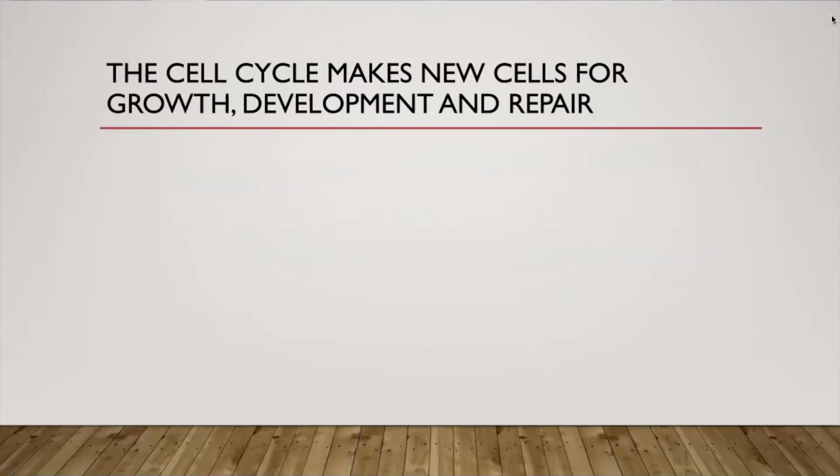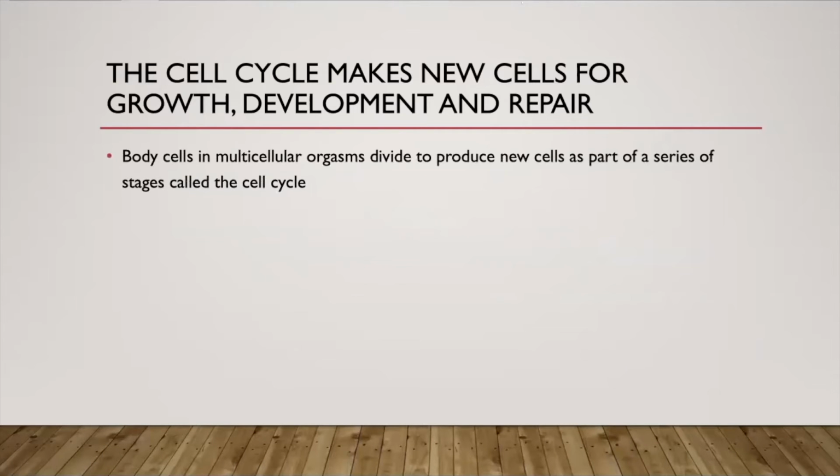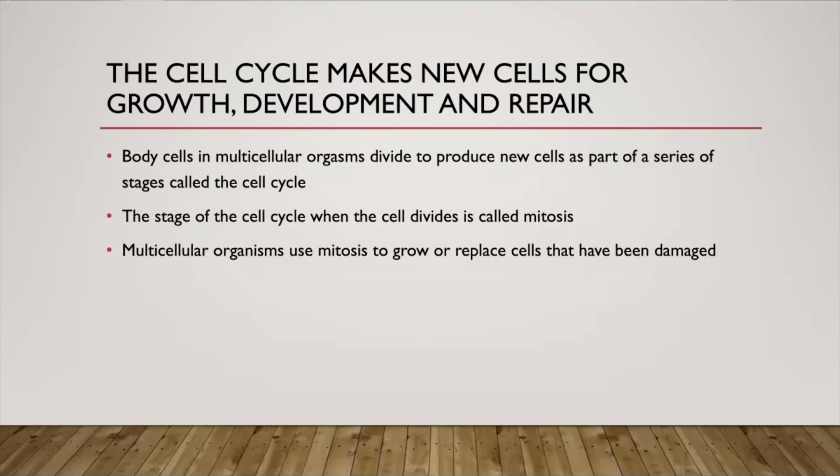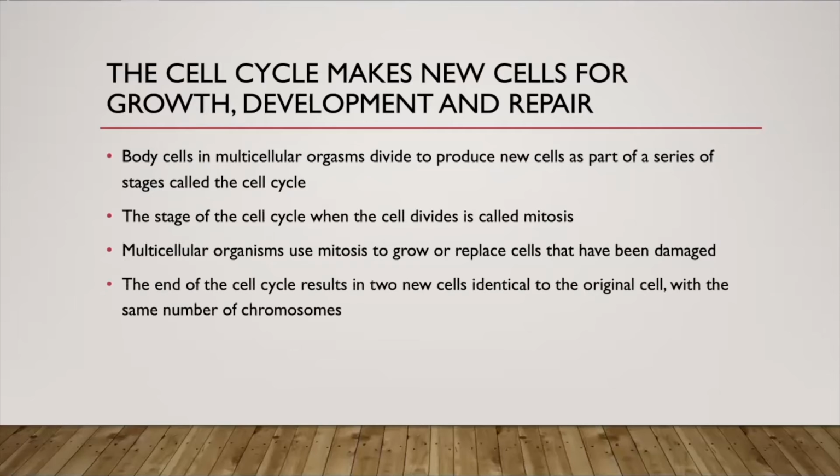The cell cycle makes new cells for growth, development, and repair. Body cells in multicellular organisms divide to produce new cells as part of a series of stages called the cell cycle. The stage of the cell cycle where the cell divides is called mitosis. Multicellular organisms use mitosis to grow or replace cells that have been damaged.